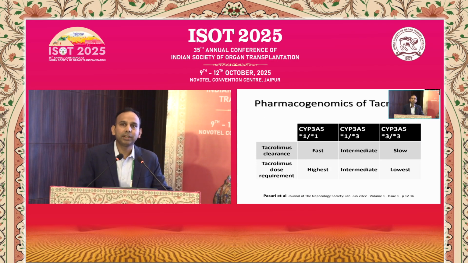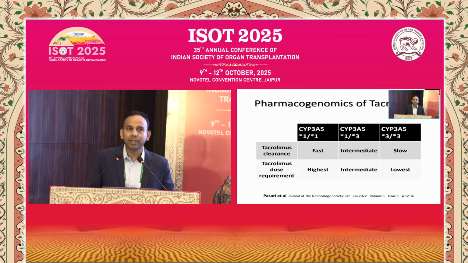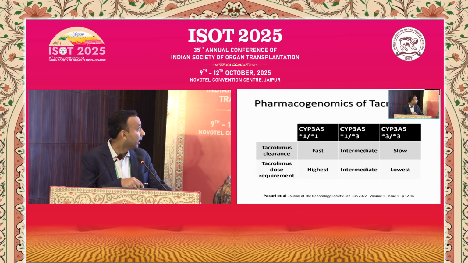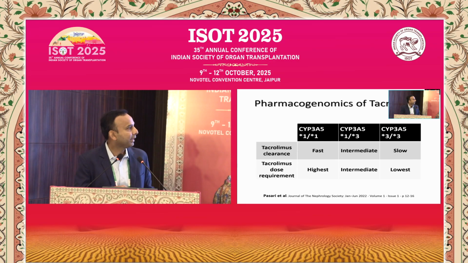So, patients with the CYP3A5*1 allelic variant will have fast tacrolimus clearance and will require a higher dose of tacrolimus, whereas those with the *3 allelic variant will have the lowest dose requirement, and those heterozygous, having the *1 and *3 allele, will have an intermediate metabolism.